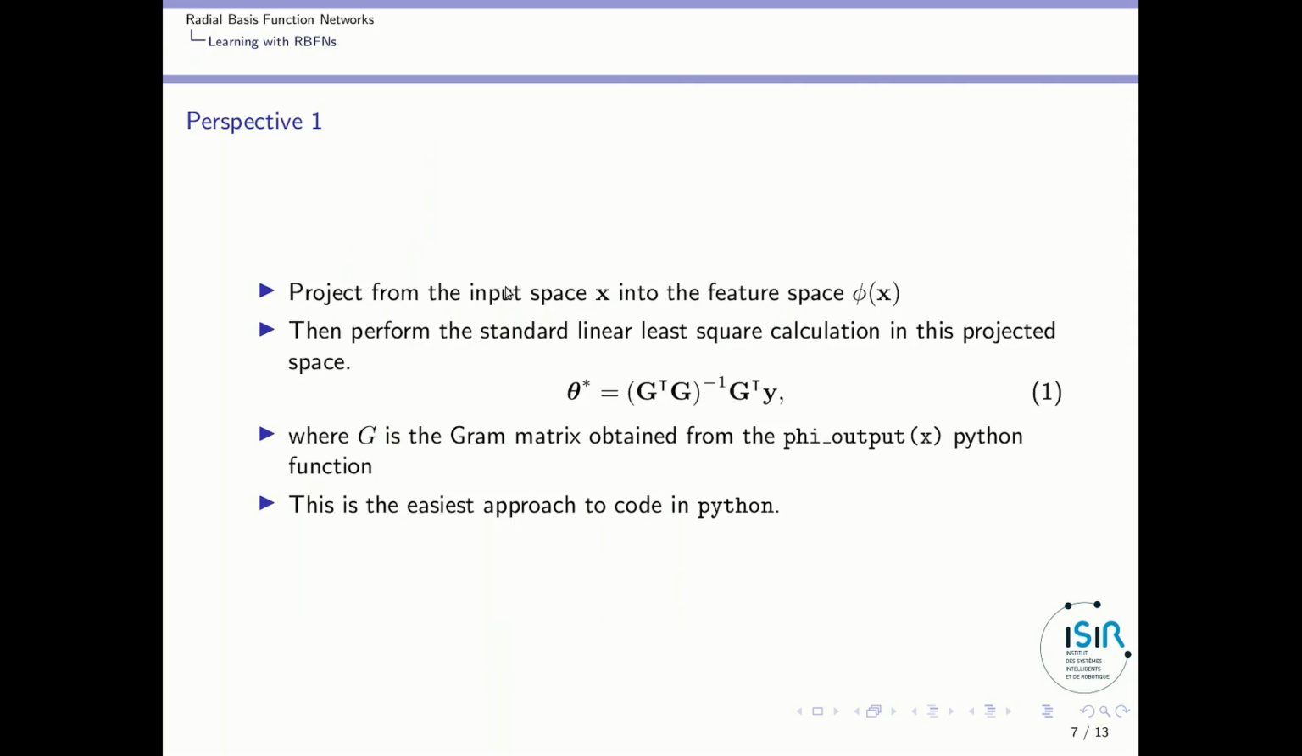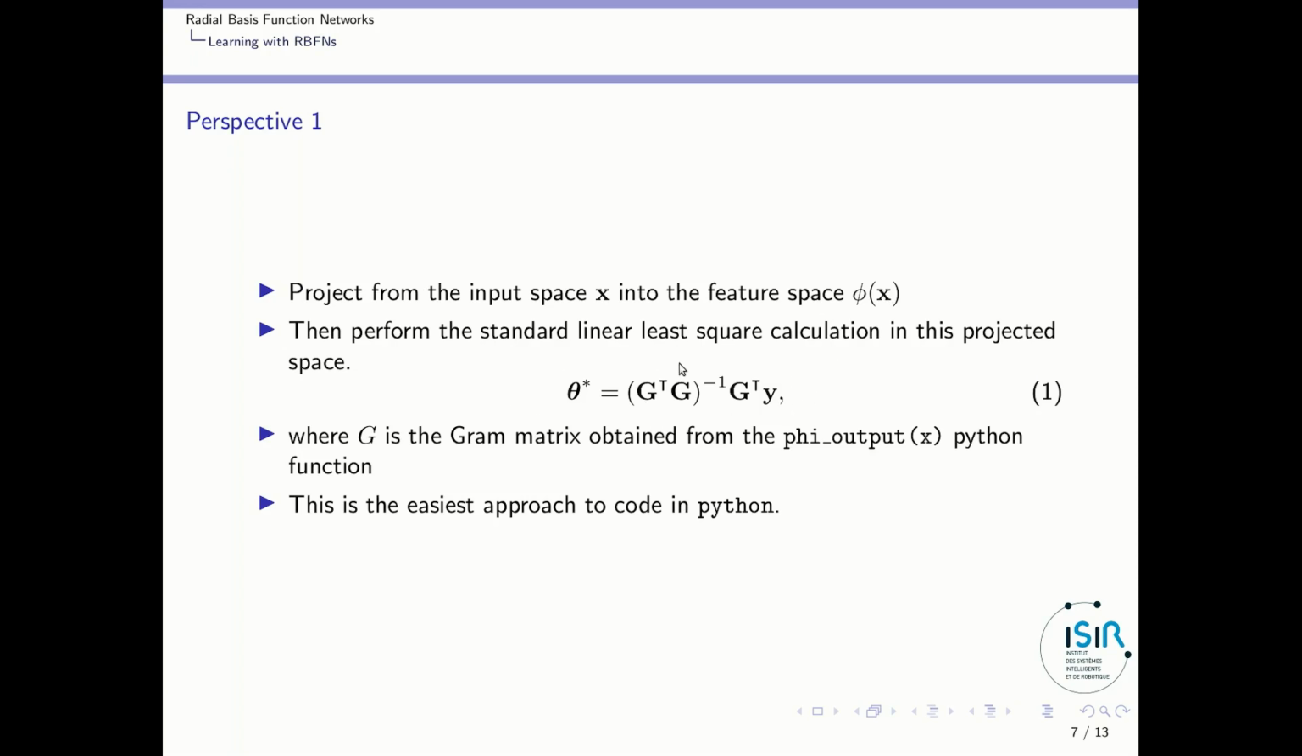Now, how do you train a radial basis function network? There are two different perspectives. The simplest one is here. The idea is that you use your vector of Gaussians, so your RBFN, to project from the input space x into the feature space phi of x. So you have phi1, phi2, phi3 in the case where you have 3 features here. And then once you have performed this projection into the feature space, then you perform the standard linear least square calculation in the projected space.